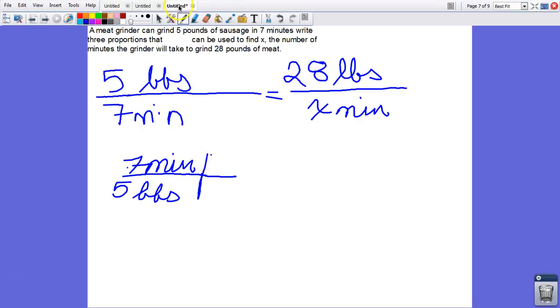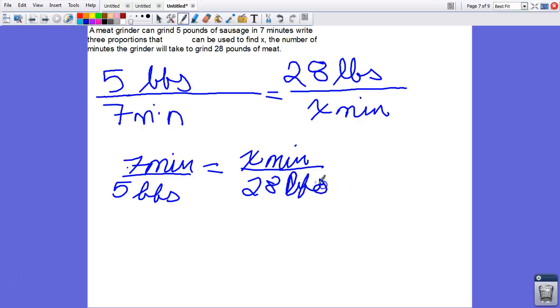Oops, sorry, I started to do a direct variation there, didn't I? Nope, easier with a proportional, and it's asking us for a proportion anyway, is equal to x minutes over 28 lbs. That does not look like lbs, but you just have to trust me.